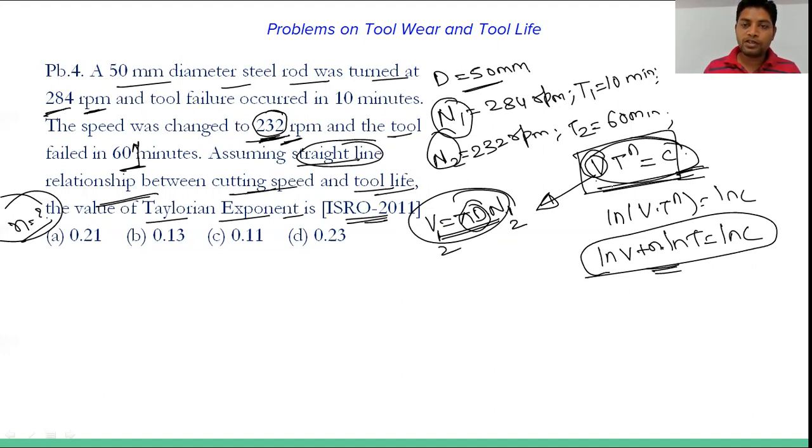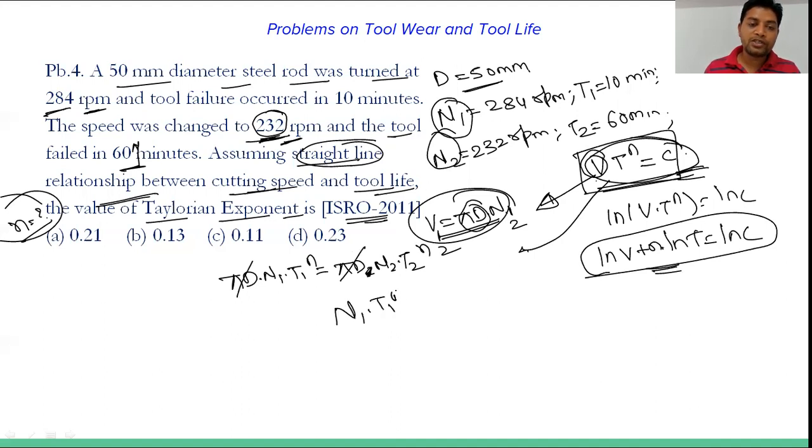सो इस इक्वेशन को हम इस तरह से लिख देते हैं दैट इज pi into d into n1, क्योंकि डायमीटर सेम है. t1 raised to n equals to pi into d into n2 into t2 raised to n, ठीक है. सॉरी, दिस इज नॉट d2, so this will be cancel out. This equation will become n1 t1 raised to n will be equals to n2 into t2 raised to n.